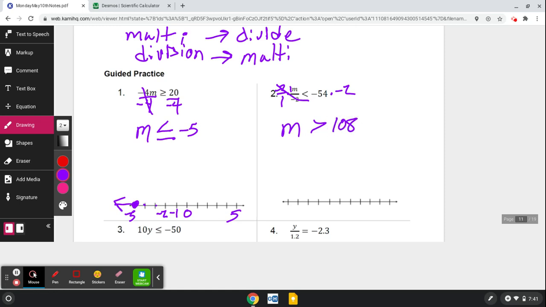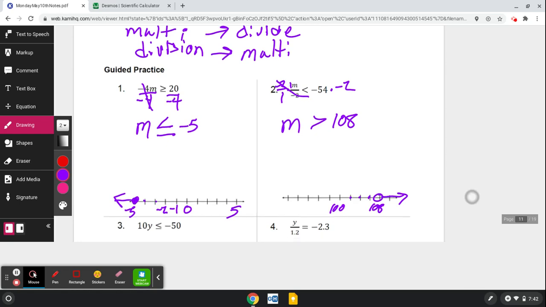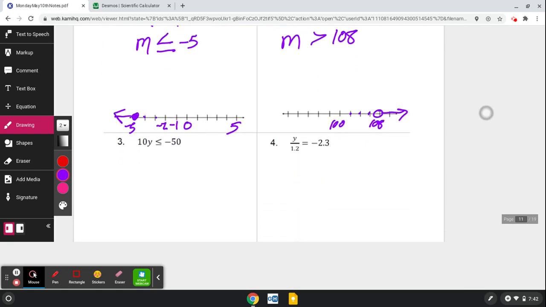Now, I don't have 108 over here, but I can kind of estimate. We can put 100 here. And go by 2s, 102, 4, 6. Here's 108. Okay. And it's an open circle. And we're going to go where our numbers get bigger. Okay, so you don't always have to have 0 and go by 1s. You can go by 2s.